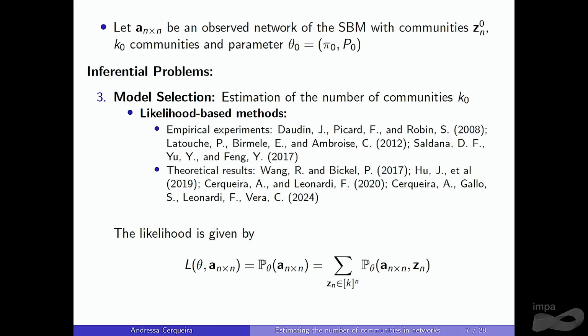So I'm going to talk a little bit about all these works here. Okay, but I have mentioned the complete likelihood. What is the likelihood of the model? So the likelihood of the model is just the sum over all possible communities of the complete likelihood, right? Of the joint distribution of my graph and the community. So this is the quantity that I'm going to work on.